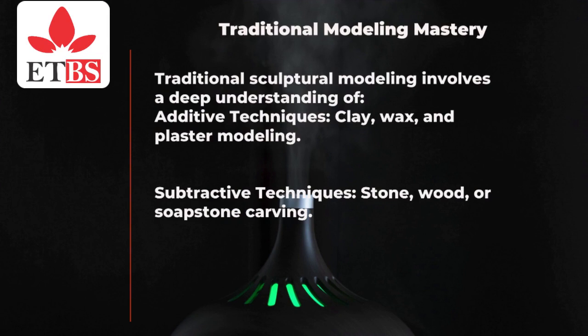Traditional modeling mastery. Traditional sculptural modeling involves a deep understanding of additive techniques: clay, wax, and plaster modeling. Subtractive techniques: stone, wood, or soapstone carving. Casting processes: lost wax, cire perdue, mold making, slip casting. You will be trained in anatomical modeling, surface refinement techniques, gesture sculpting, maquette creation for larger works, and scaling models via proportional systems. Key tools: wire armature, loop tools, rasps, clay knives, rubber and silicone mold materials, polishing compounds and patinas.